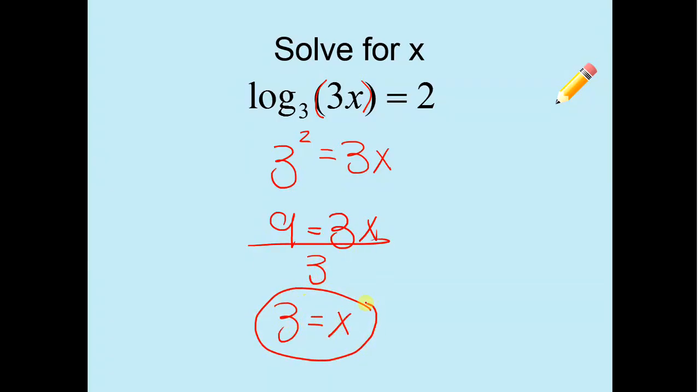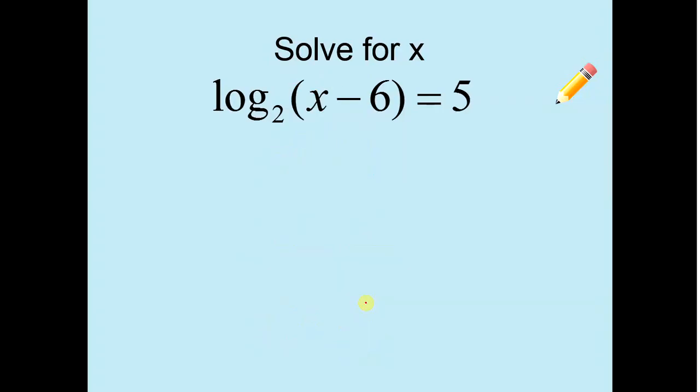3 equals x. And that one does check out perfectly, if you check that one. Let's do this one: log base 2 of x minus 6 equals 5. So I get 2 to the 5th equals x minus 6.